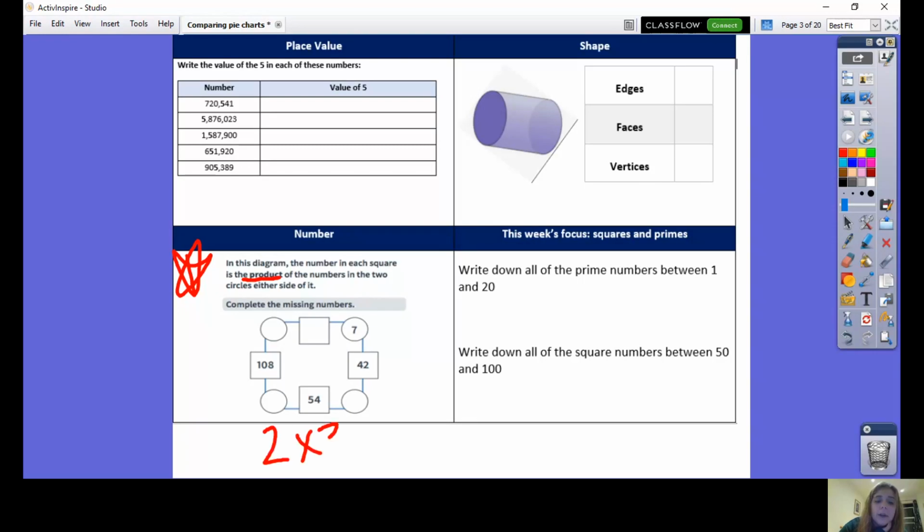For example, the product of 2 and 3 is equal to 6. The product of 4 and 5 is equal to 20. Try these reasoning questions, please.